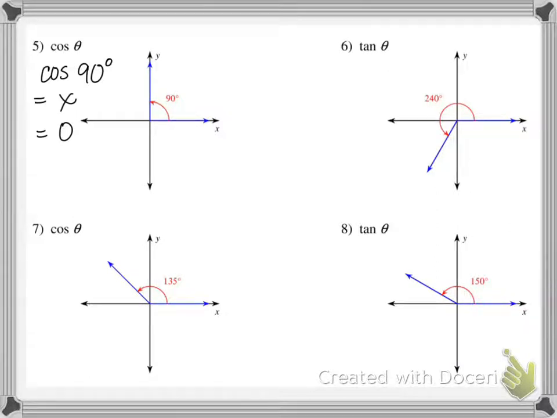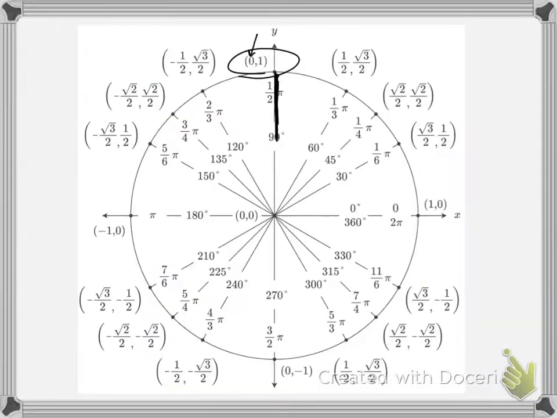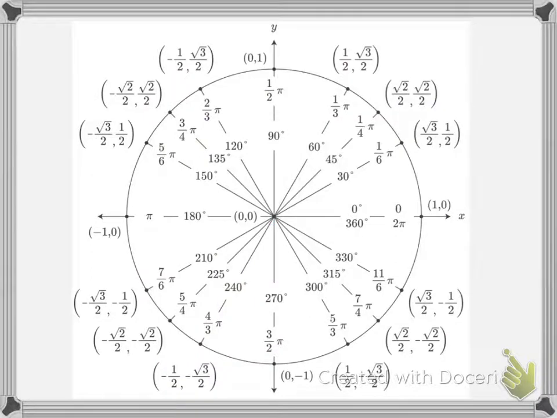Tangent of 240 degrees. Okay, so let's find the 240 degrees. Let's change a color. Let's go to blue. Tangent of 240. So here's my 240. So I'm using this right here. Tangent tells us to take our y values and divide it by our x values. So negative square root of 3 over 2 divided by negative 1/2.